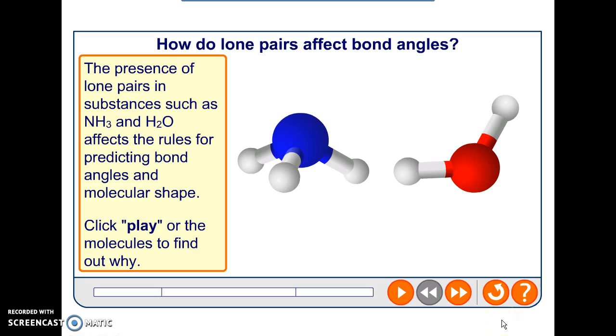Okay, right. So in the lesson then, we'll do some examples where I'll ask you to pick out whether bonds are polar or not, and whether molecules as a whole are polar.